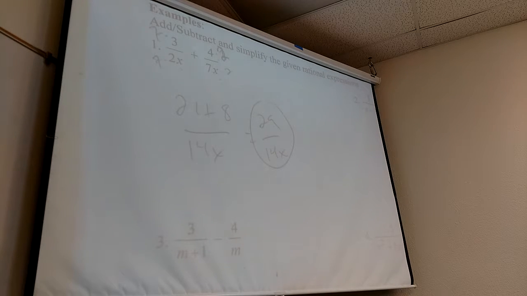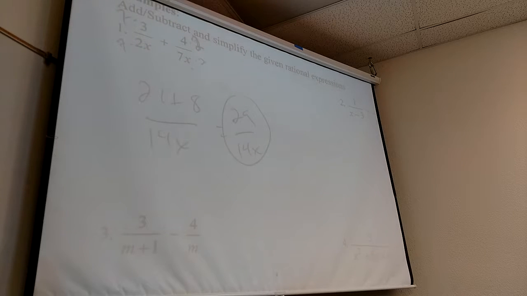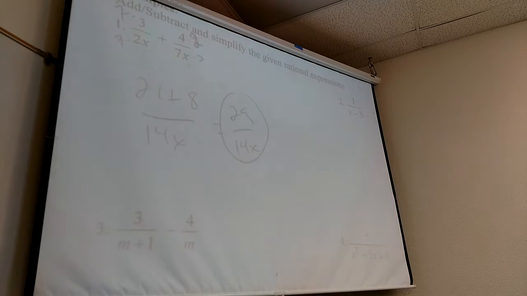So just because there are letters down there, sometimes they don't mess anything up, because they both have the same letters. It's only the numbers, maybe. There will be some problems like that. Could you have done 21 over 14x plus 8 over 14x? Sure, of course. And then you get 29 over 14x. I just didn't want to write 14x more than I had to. But either way.